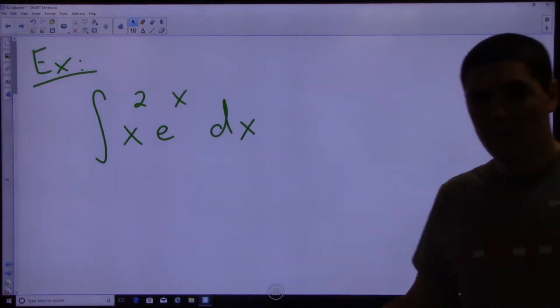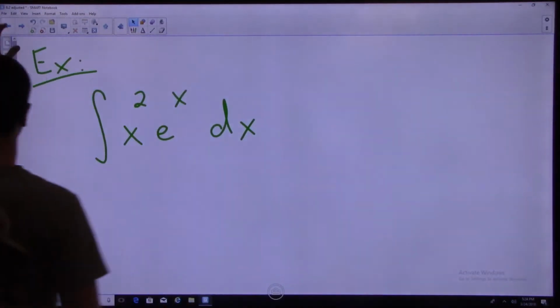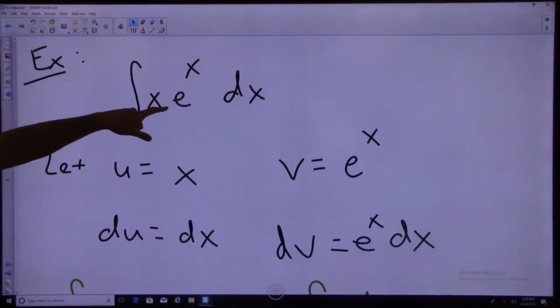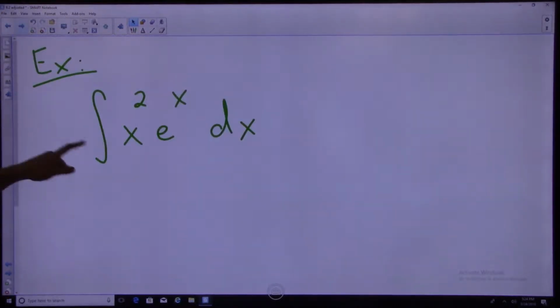Now this looks very similar to the last example. Let me flip to it real quick. Yeah, this is the last example. It's just x times e to the x. But this one's going to be a little bit more involved because of that squared. You'll see that as we go through it.